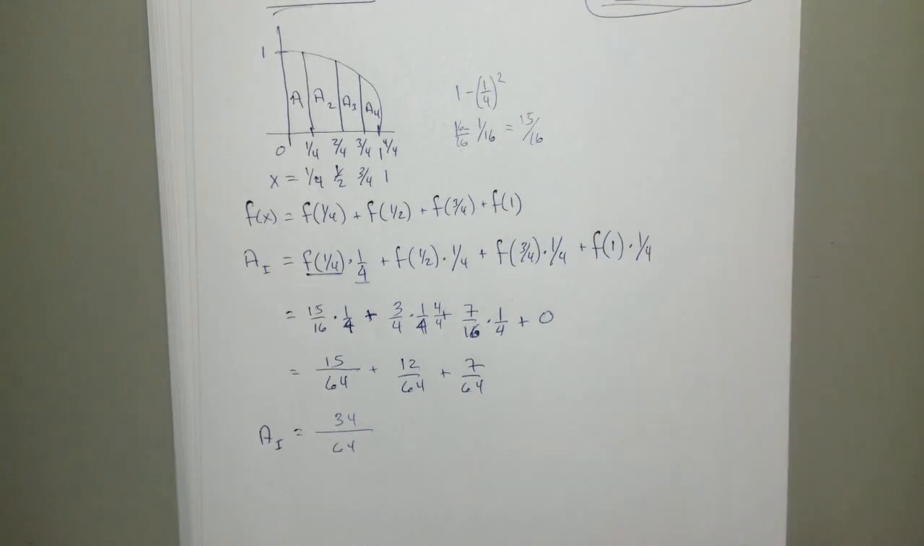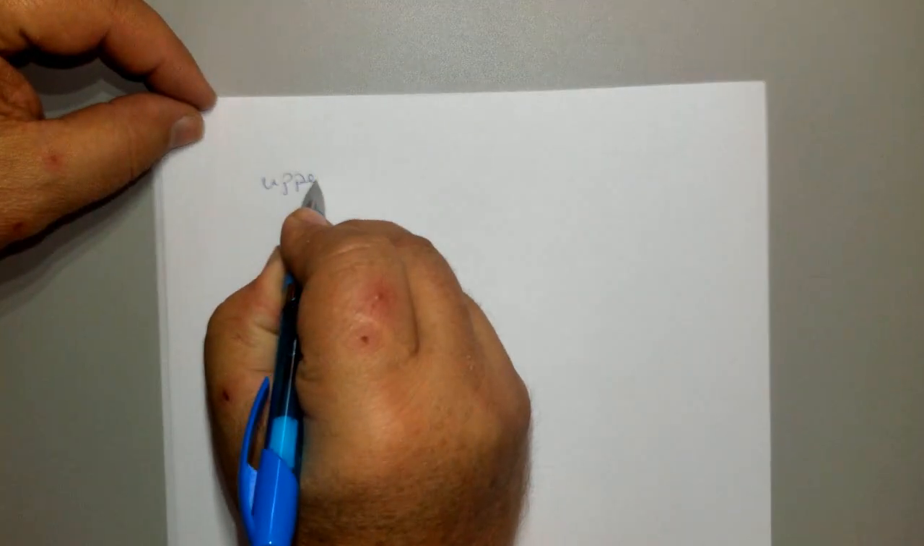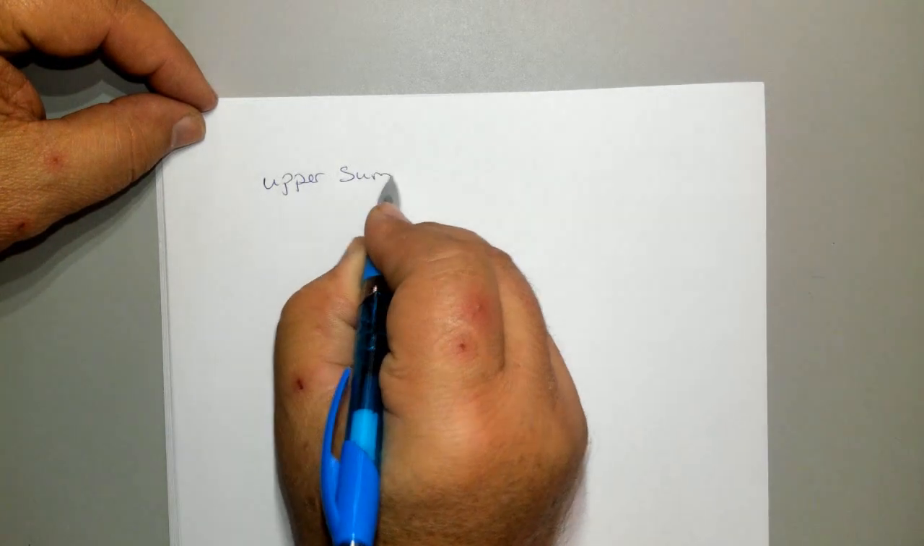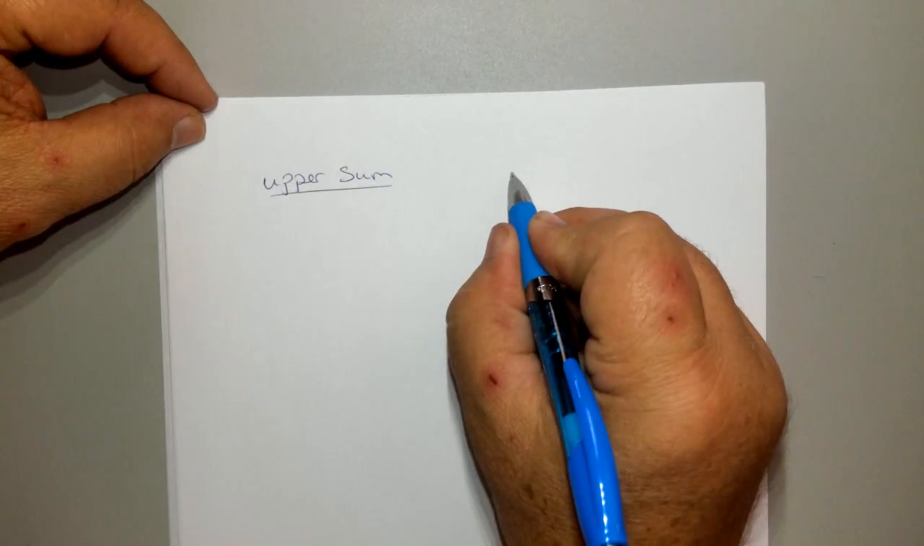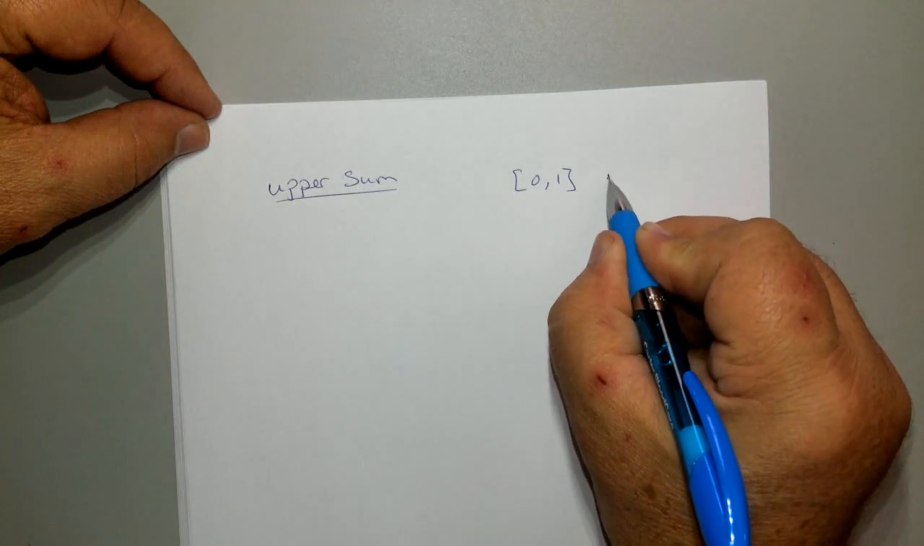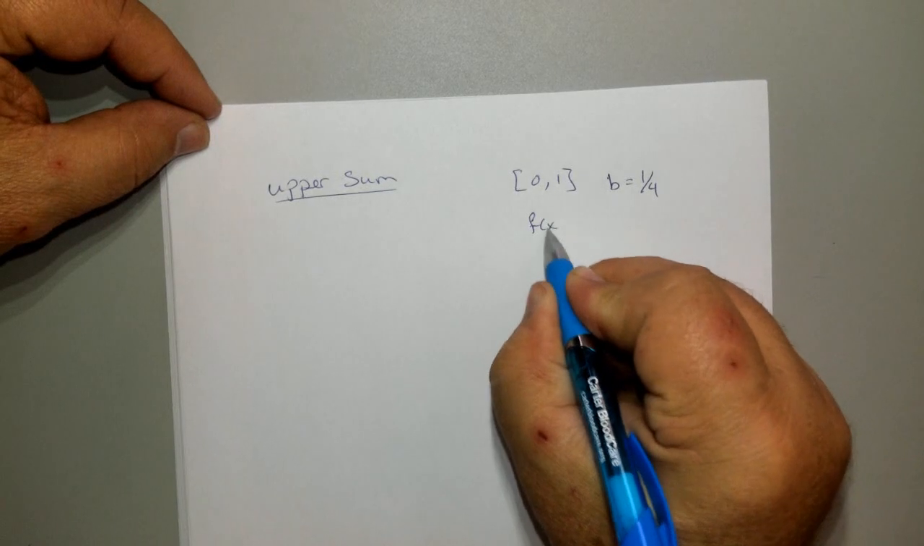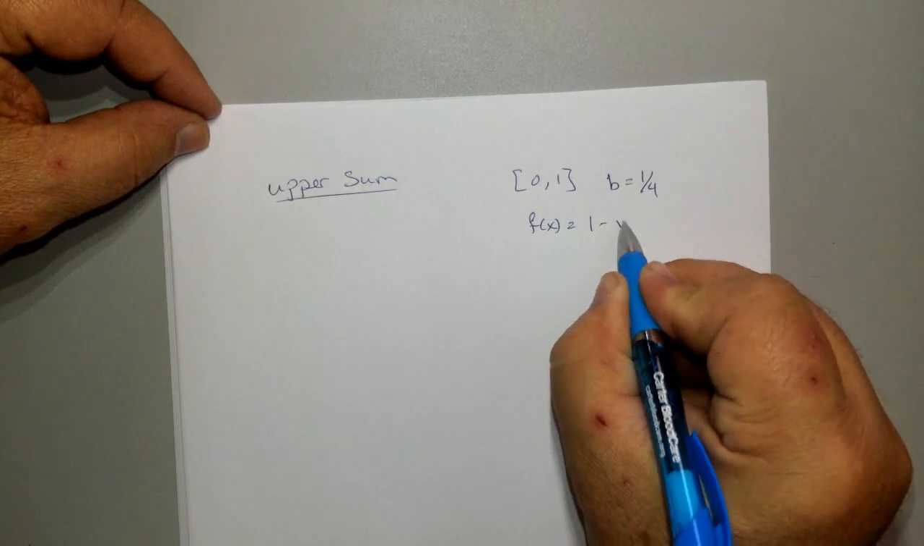Let's do the upper sum, the same information. Between 0 and 1. The base is 1/4. The function is 1 minus x squared.